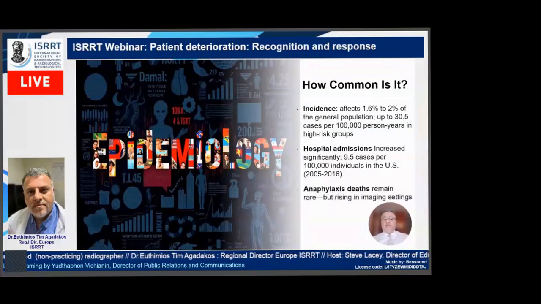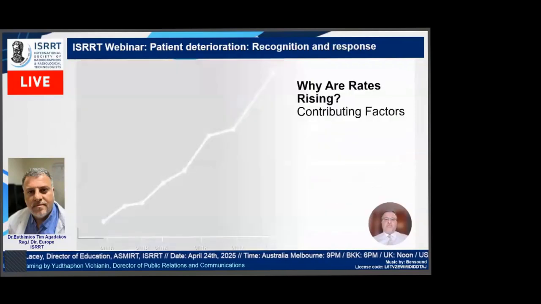And while fatalities remain low, around 100 to 200 deaths occur annually, there is an alarming rise in these cases during contrast-enhanced imaging, notably among older adults. Additionally, we see higher rates in children and adults aged 30 to 60, especially with repeat contrast exposure. These statistics highlight the need for awareness and preparedness in clinical settings.